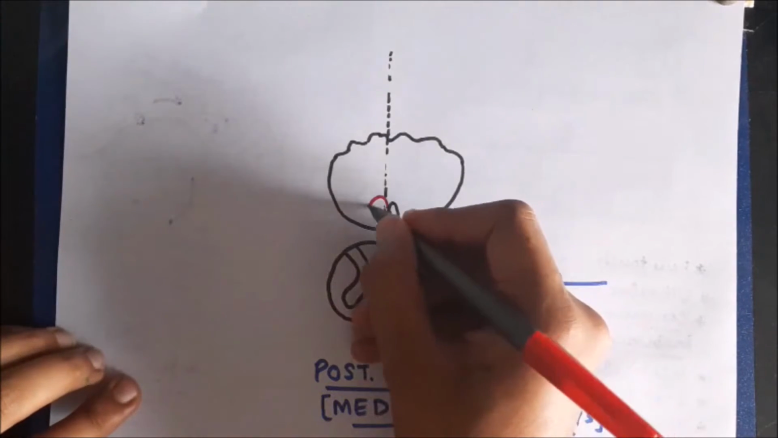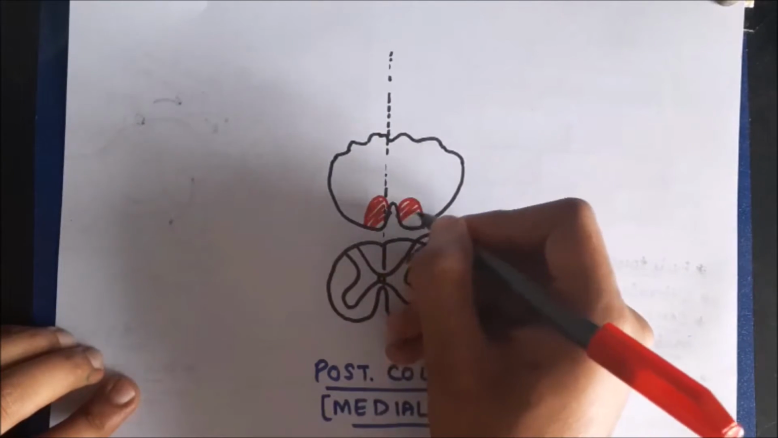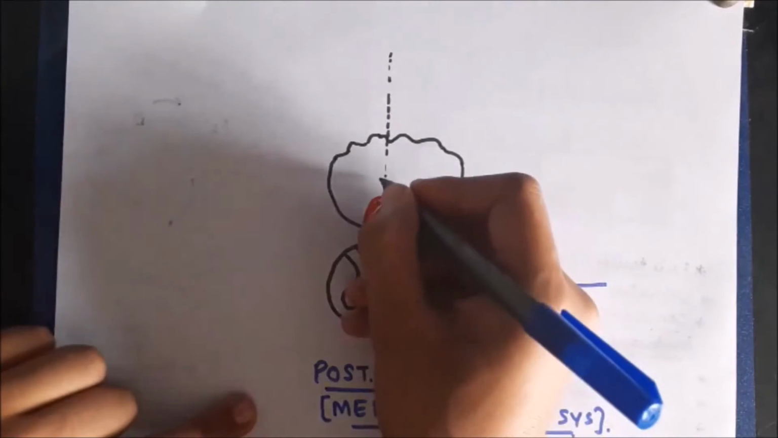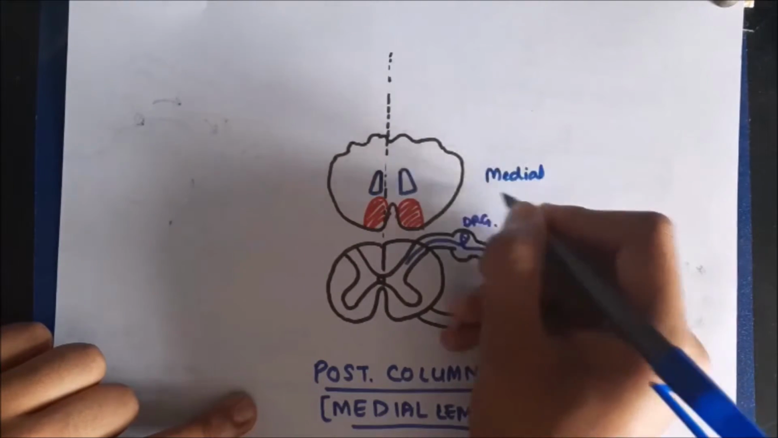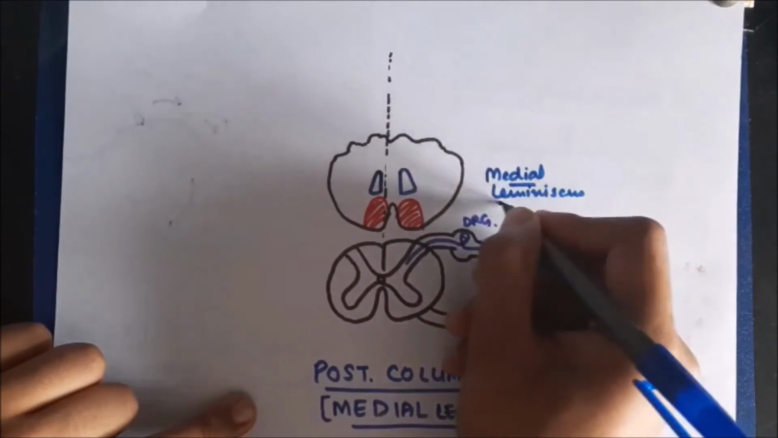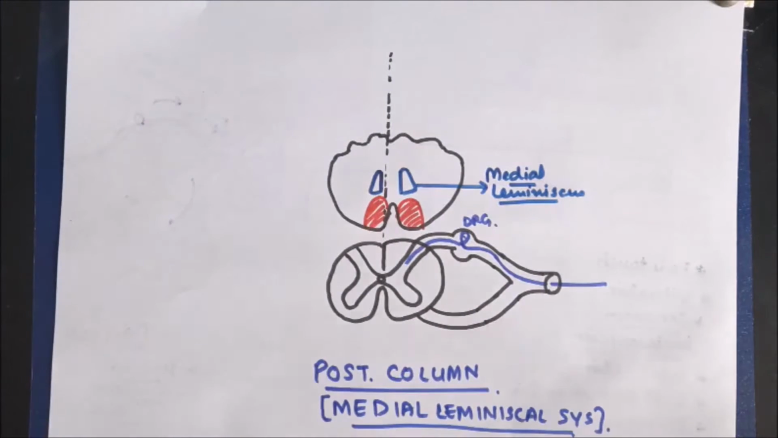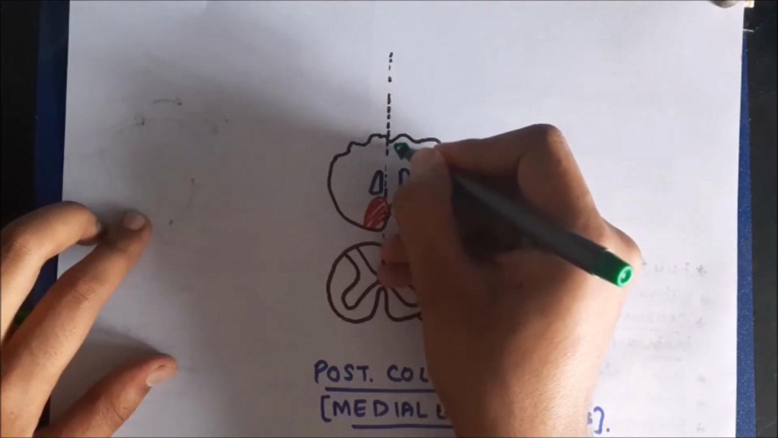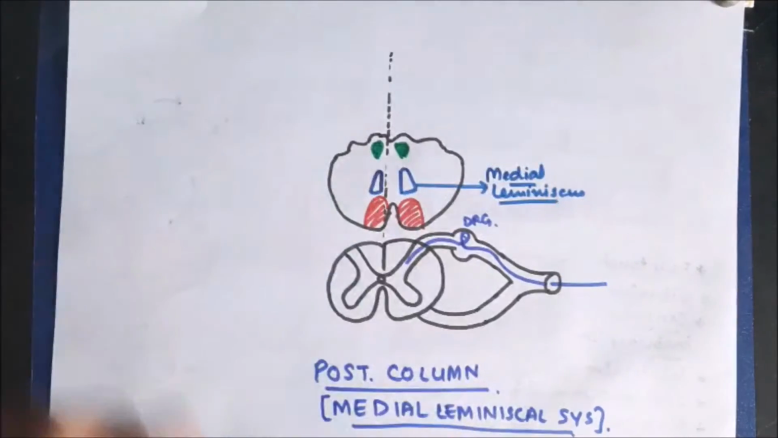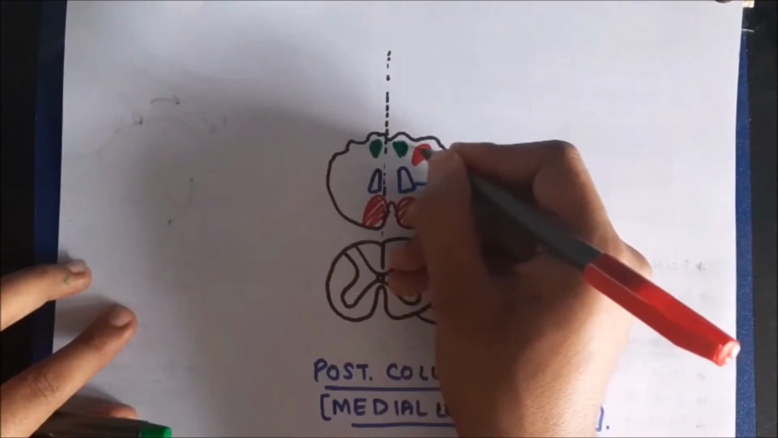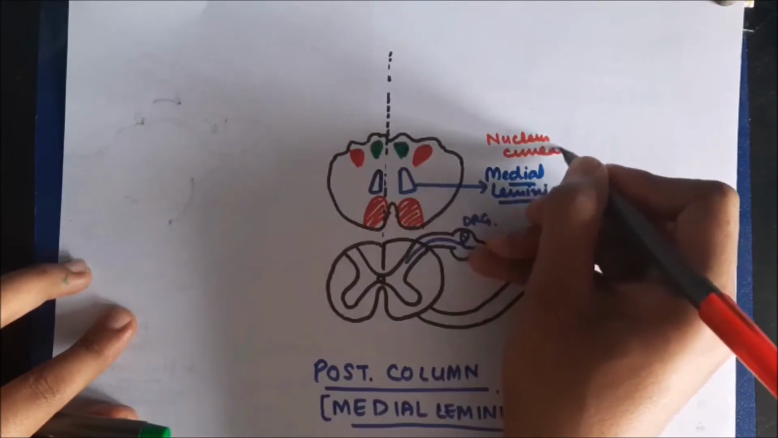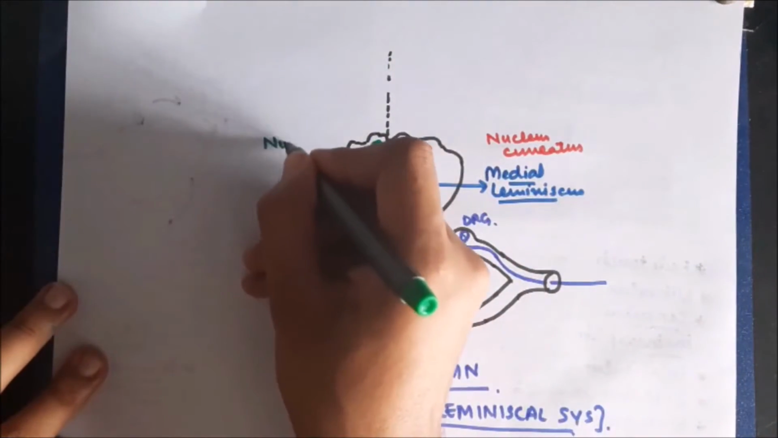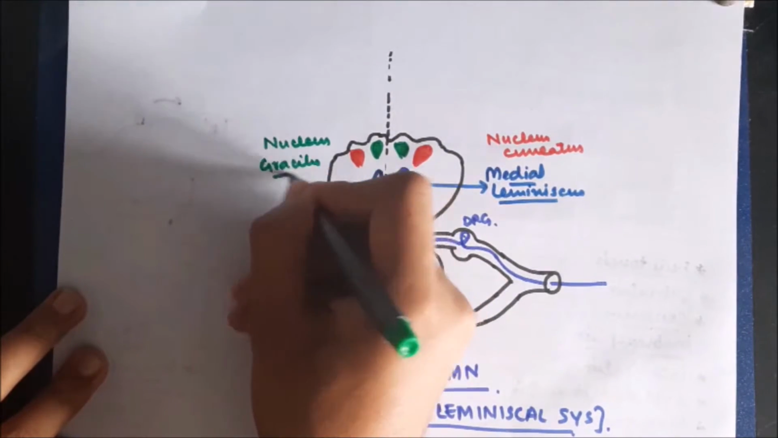So these are the two pyramids of the medulla. This is the medial lemniscus of each side. And above the medial lemniscus there is nucleus gracilis and nucleus cuneatus. So this is nucleus gracilis and nucleus gracilis of the other side, and this is nucleus cuneatus. So let us name them: nucleus cuneatus, and the green one is the nucleus gracilis.